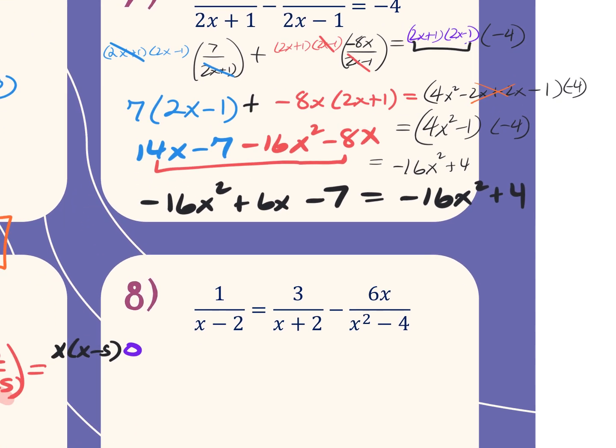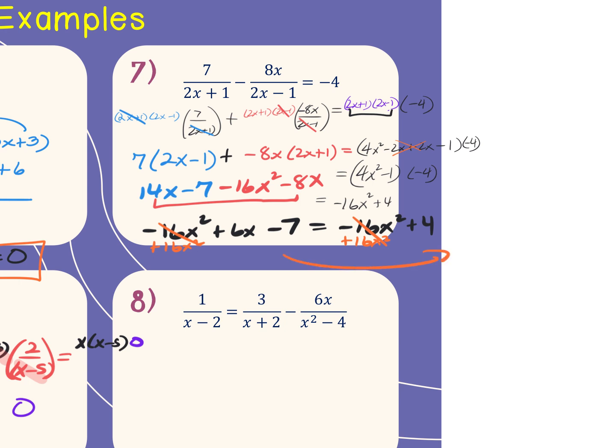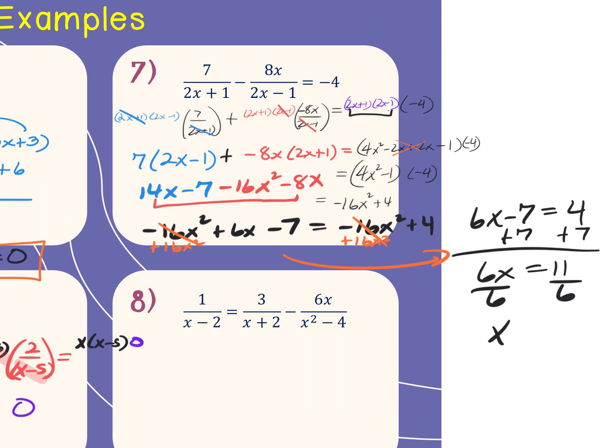Notice when I try to group my 16x squareds together, they're going to cancel. So that's gone. So now I'm left, let me come over here to the side. So now I have 6x minus 7 equals 4. Add the 7. 6x equals 11. Divide by 6. And x equals 11 over 6.